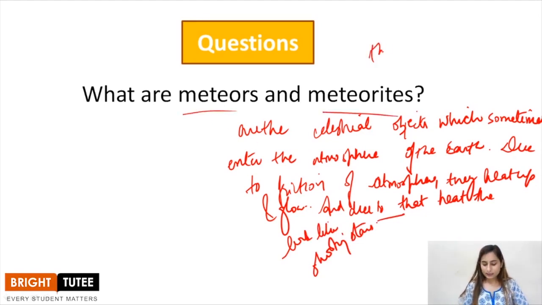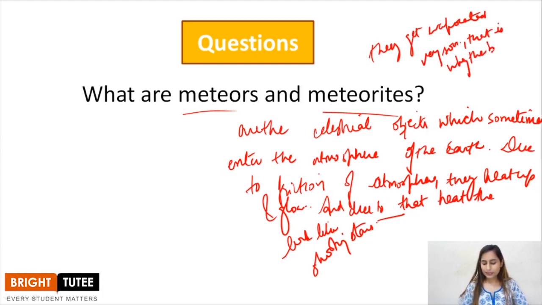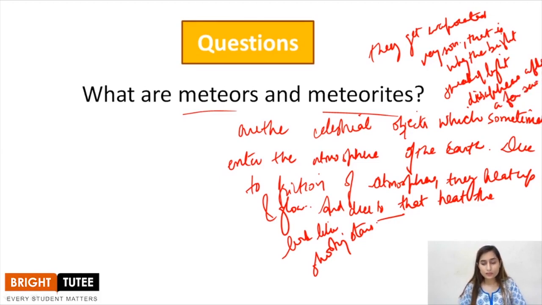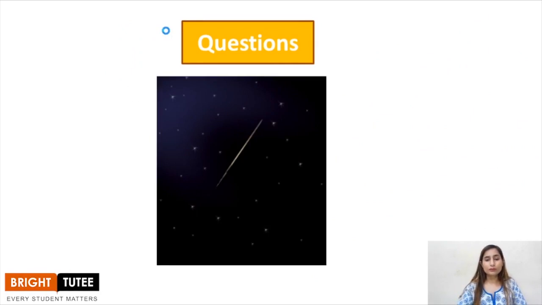And what else? They get evaporated very soon. That is why the bright streak of light disappears after a few seconds, right? After a few seconds. You are supposed to mention this in your question. If this question comes in your exam, you have to give a complete detail. This can also come as a 3-mark question. Easily you will be writing this properly with proper definitions, right? Now, so this was the answer.